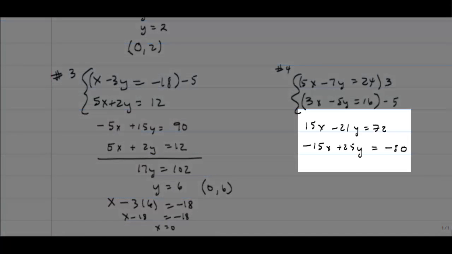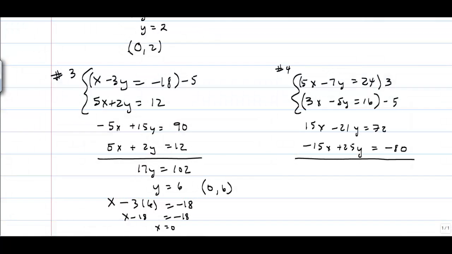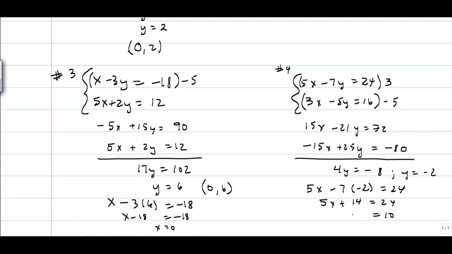When I do that, I get these two equations. When I add these two equations together, I get 4y is equal to -8. So I find that y is equal to -2 after I divide both sides by 4. So I'll take the y equals -2 and plug it into the original first equation. And when I do that, I get that 5x is equal to 10, or x is equal to 2. So the solution to this problem is (2, -2).